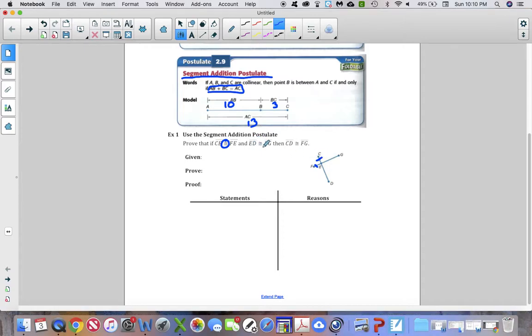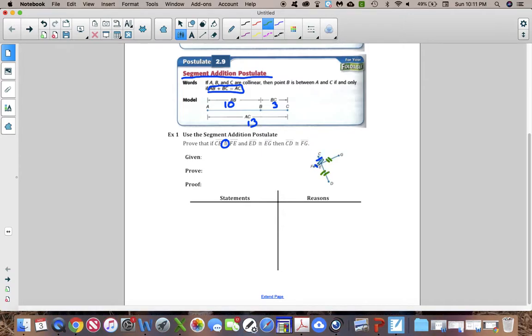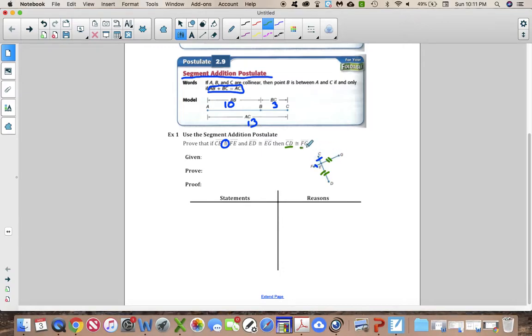And ED is congruent to EG. So ED is this bottom part right here, and EG is this top guy right here. I'm going to use a different color, and I'm also going to use two tick marks, so I'll show that this guy is the same length as this guy. So what we're trying to prove then is if this piece matches that one and this piece matches that one, then the length of the entire thing, CD, has to match the length of the entire FG over here, okay?